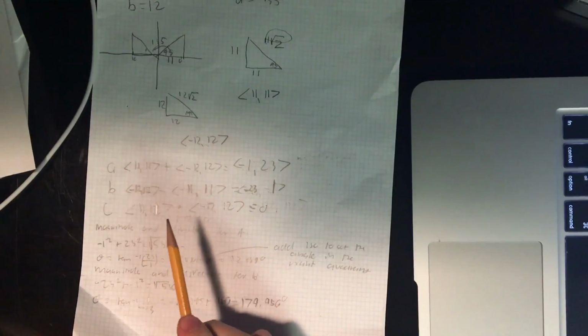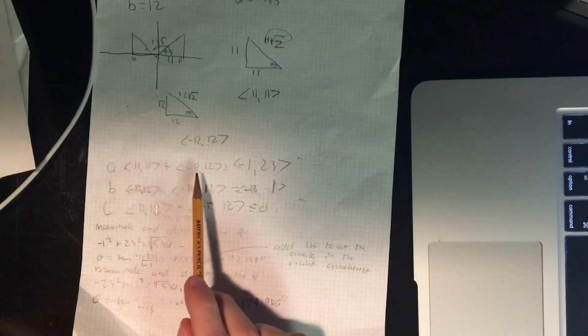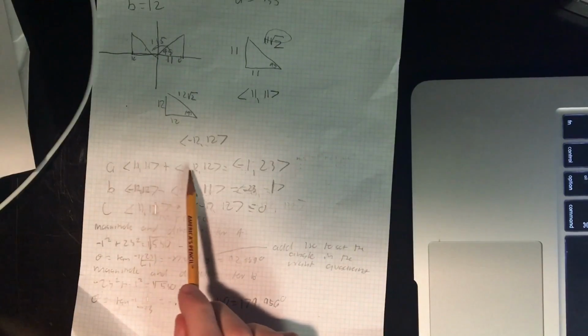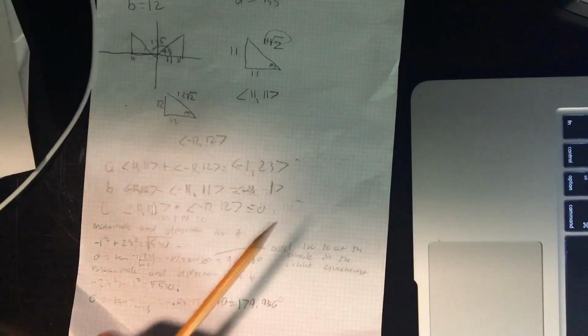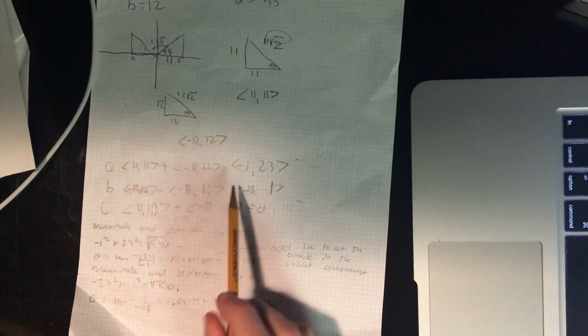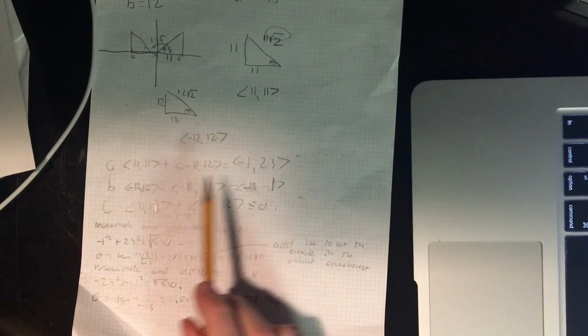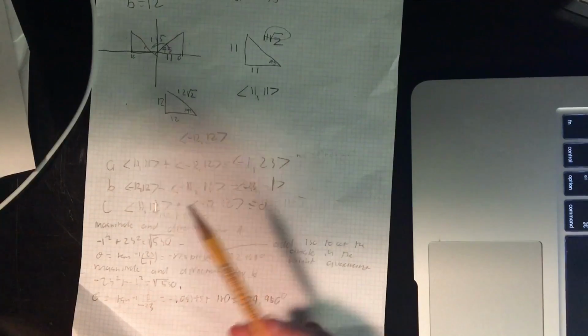When you're adding vectors, you add the first components together and you add the second components together. So 11 plus negative 12 is negative 1. And then 11 plus 12 is 23.